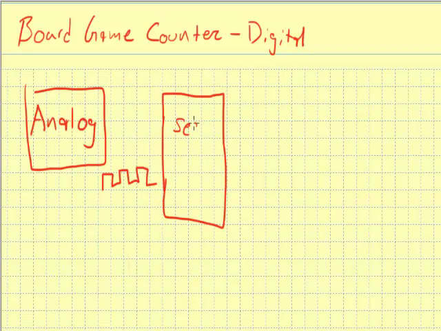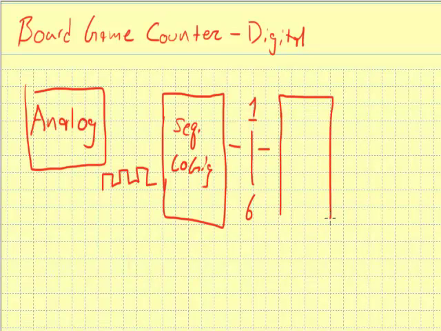So we had sequential logic, and in that sequential logic, the sequential logic converted that pulse into a series of binaries. So basically, it gave us a number of 1 through 6 in binary. And so that binary came out as 1 through 6, and then it has to go into another set of logic, which is our combinational logic.